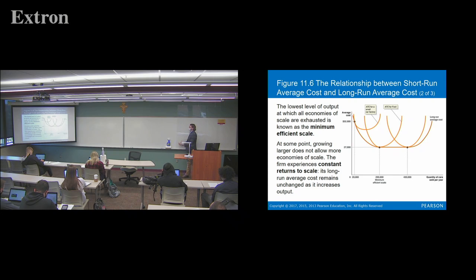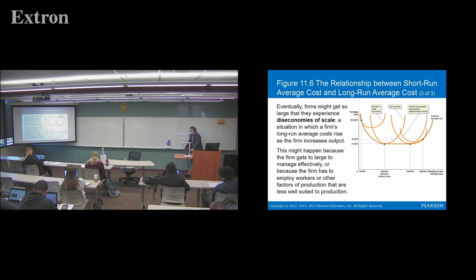Eventually firms hit that good size. Getting larger doesn't help. And eventually, firms can get so large that it's possible they experience diseconomies of scale. So what are diseconomies of scale? They're where a firm's long-run average costs begin increasing as they increase output. So the idea is that there's a size that's good for a firm. If they're too far below that, it's too expensive to produce. And if you get too far above that, it gets too expensive to produce.